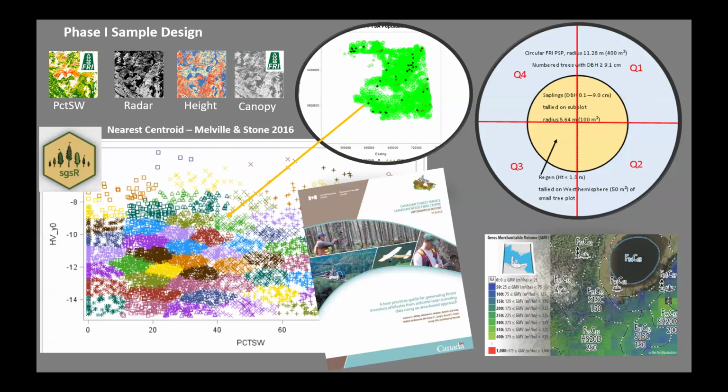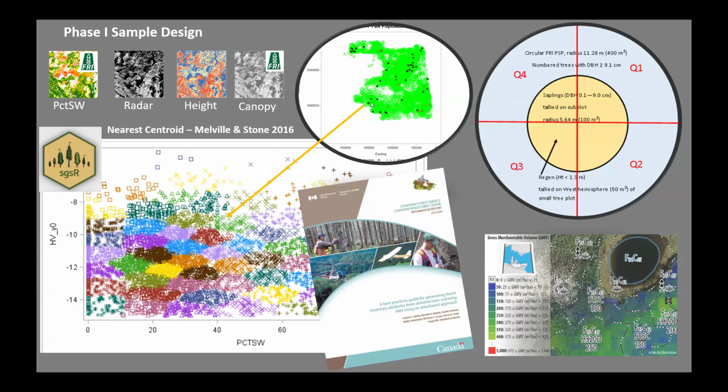So the first phase is our growing stock production set. And we use an in-house variant of the nearest centroid design by Melville and Stone to subdivide a dense grid of potential sample points into a cluster that's based on similarity in remote sensing attributes. So things like HV backscatter, canopy height, canopy cover, and predicted percent softwood. The grid point closest to the center of the cluster is then selected for sampling.